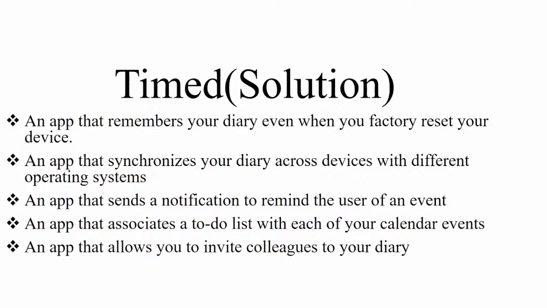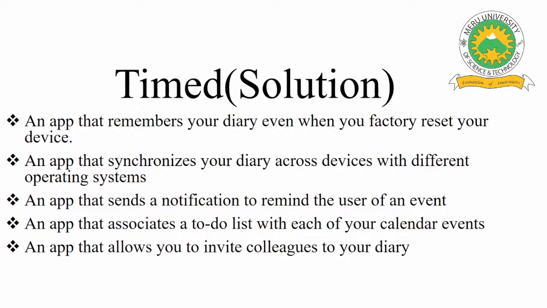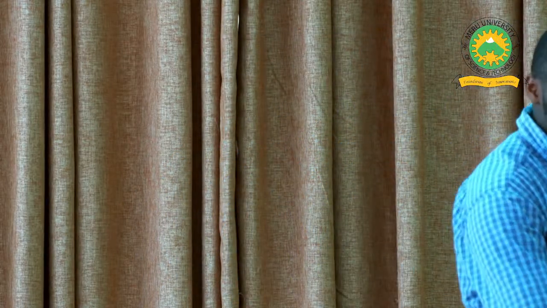So the solution is an app that remembers your diary even when you factory reset your device. An app that will be able to synchronize your diary across devices with different operating systems. An application that sends a notification to remind you of an event. And an app that associates a to-do list with each of your calendar events. Lastly, it's an app that allows you to invite colleagues to your diary.